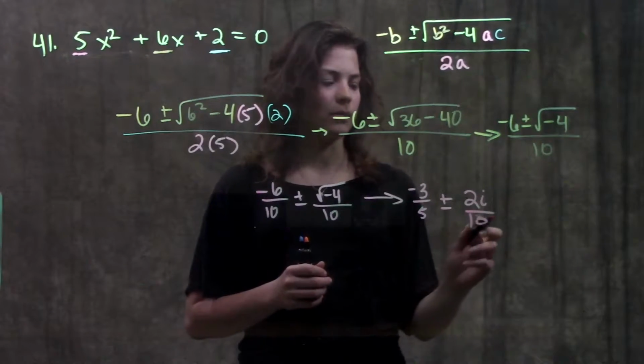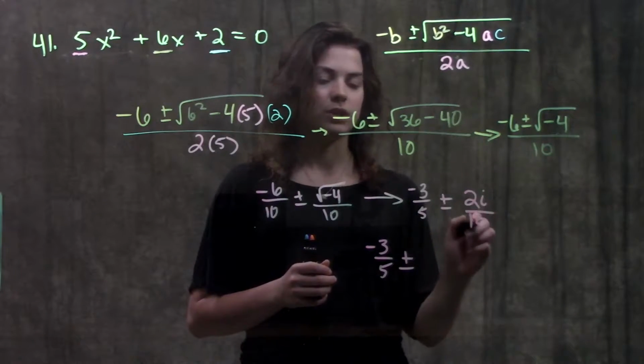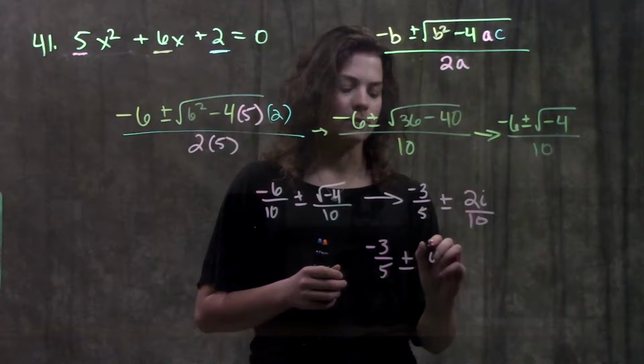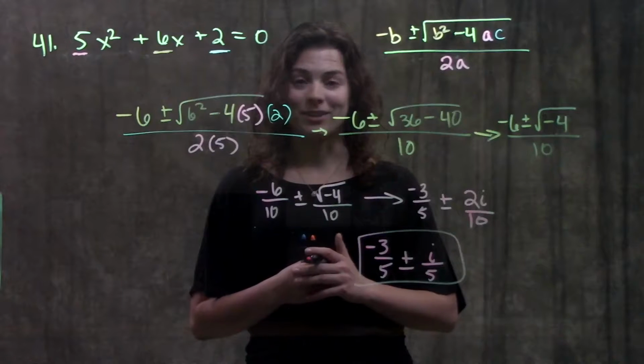And I can simplify this a little bit more, and I can get negative 3 over 5 plus or minus 2 over 10 can cancel, and I'm left with i over 5. And that's my final answer.